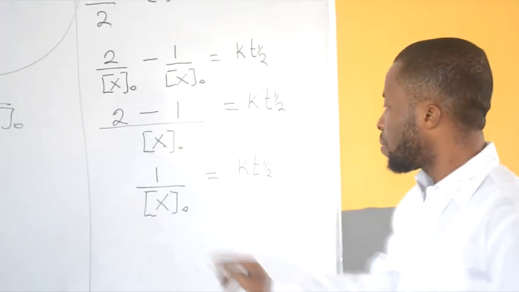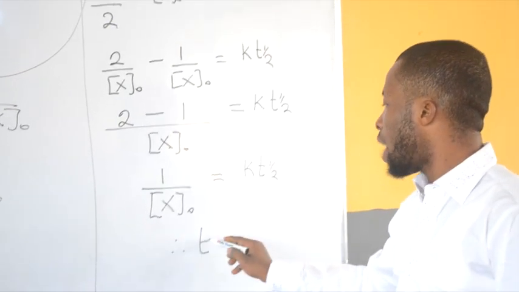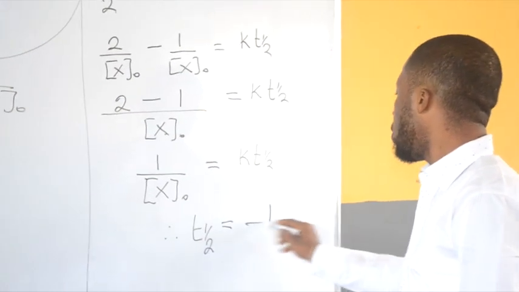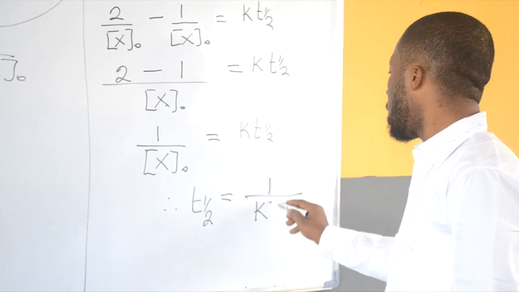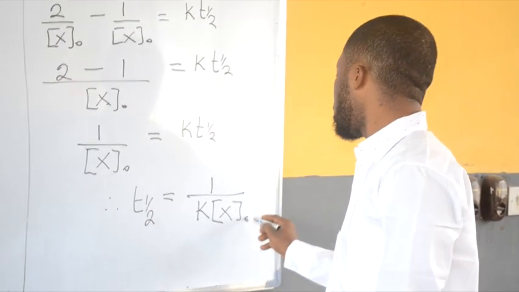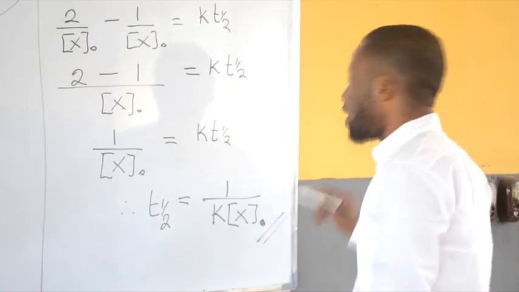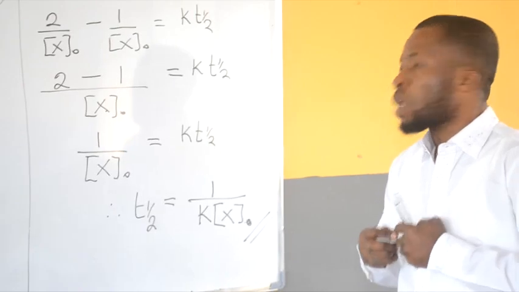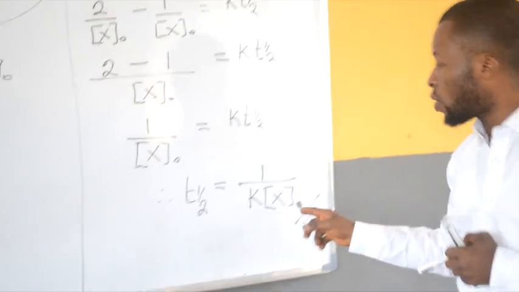So finally, making t half the subject of the formula, we have that t half is equal to 1 over k x naught. So this is our final answer. So we have been able to derive the half-life of a second order reaction.